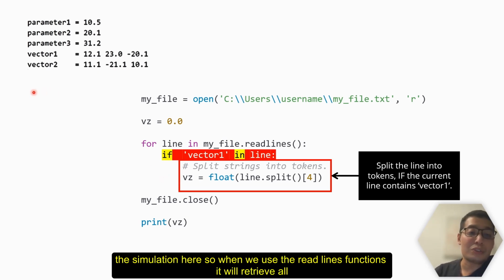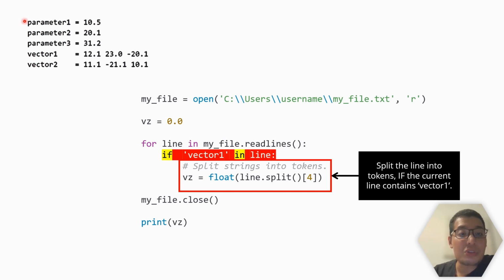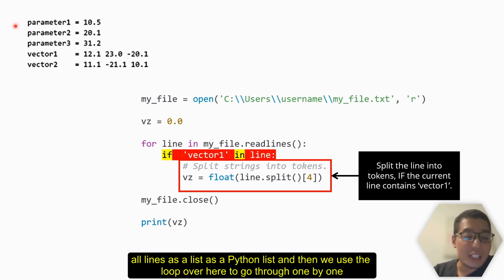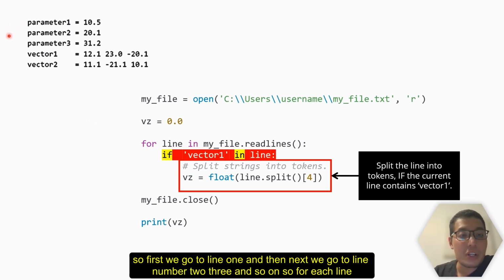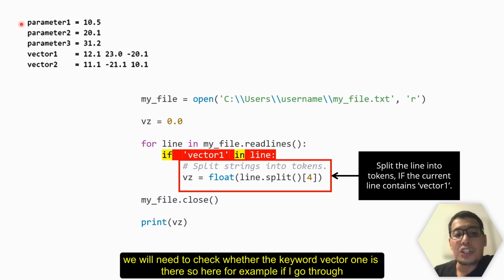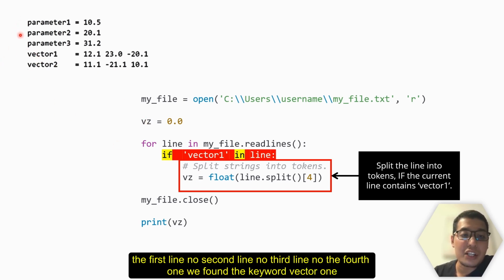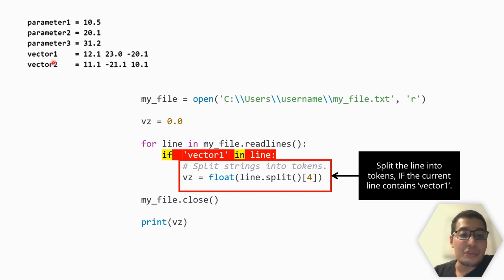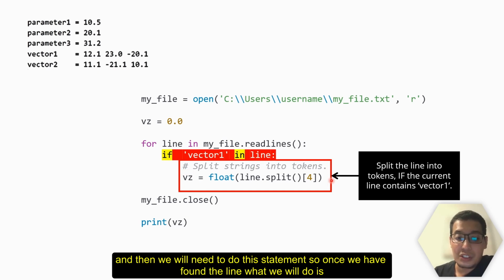I'll do the simulation here. When we use the readlines function, it will retrieve all lines as a Python list. Then we use the loop to go through them one by one. First we go to line 1, and then next we go to line number 2, 3, and so on. For each line, we need to check whether the keyword vector1 is there. For example, if I go through the first line, no. Second line, no. Third line, no. The fourth one, we found the keyword vector1. And then we need to do this statement.